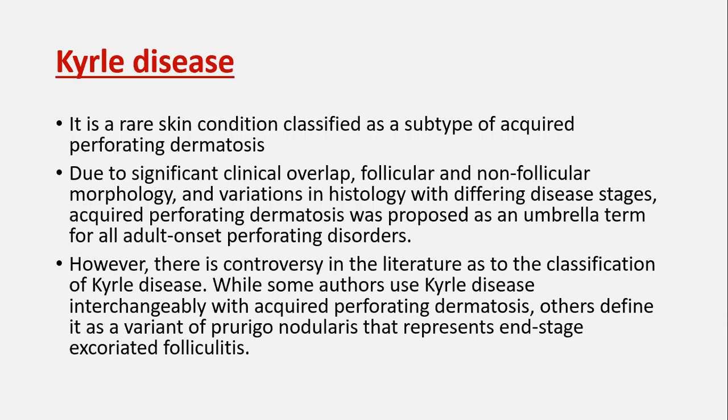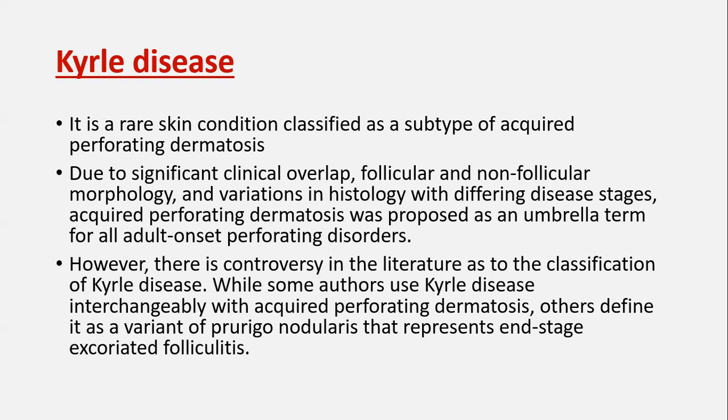Then Kyrle's disease. Although I have mentioned before that Kyrle's disease is no longer considered to be a separate entity and is now classified as acquired perforating dermatoses, we will explain this disease a little as it is done in the Rook. A rare skin disease, it is classified as a subtype of acquired perforating dermatosis due to significant clinical overlap, both follicular and non-follicular morphology, and variation in histology with different disease stages. Acquired perforating dermatosis was proposed as an umbrella term for adult onset perforating disorders.